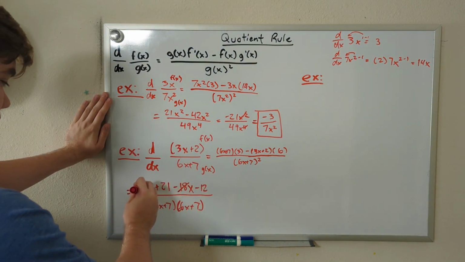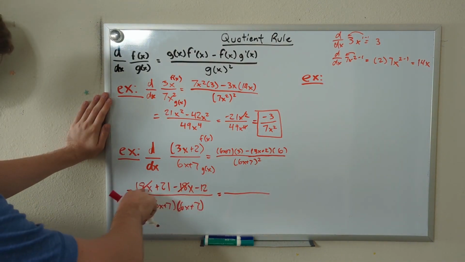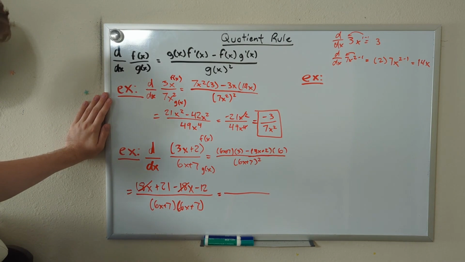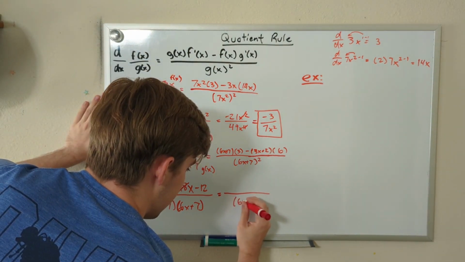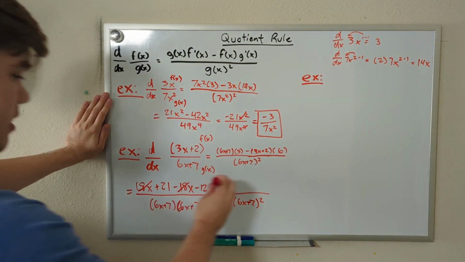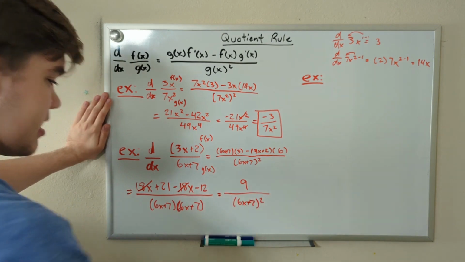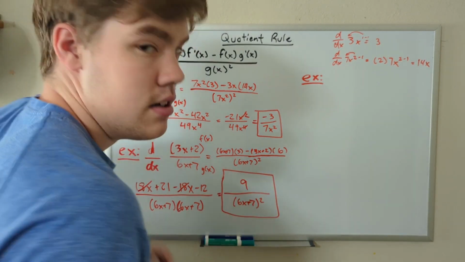This 18x and 18x cancel out. 21 minus 12 is equal to 9. And since we have no x's in the numerator anymore, there's not really any reason to FOIL this all out. So we're just going to leave this as 6x plus 7 squared. So now we just have 9 divided by 6x plus 7 squared, and that is equal to the derivative.